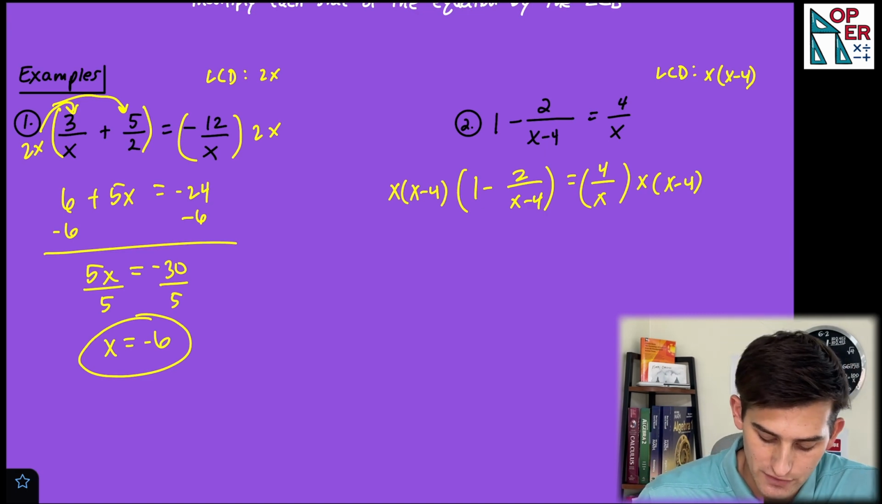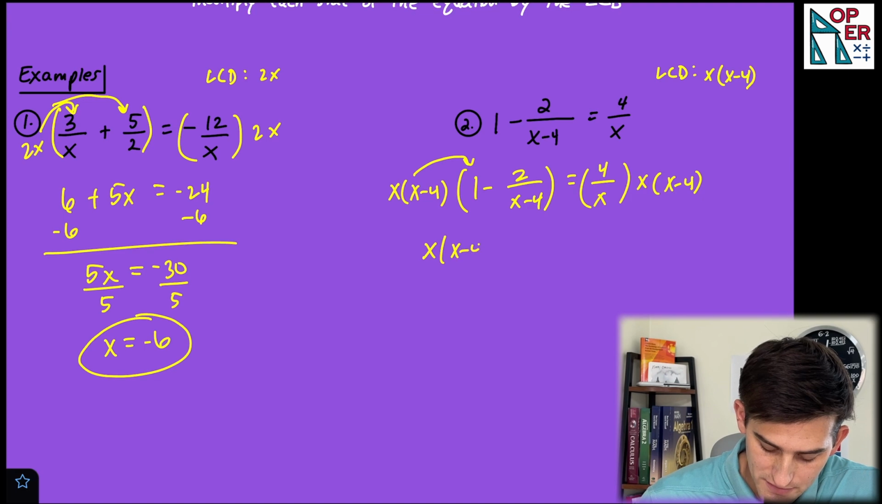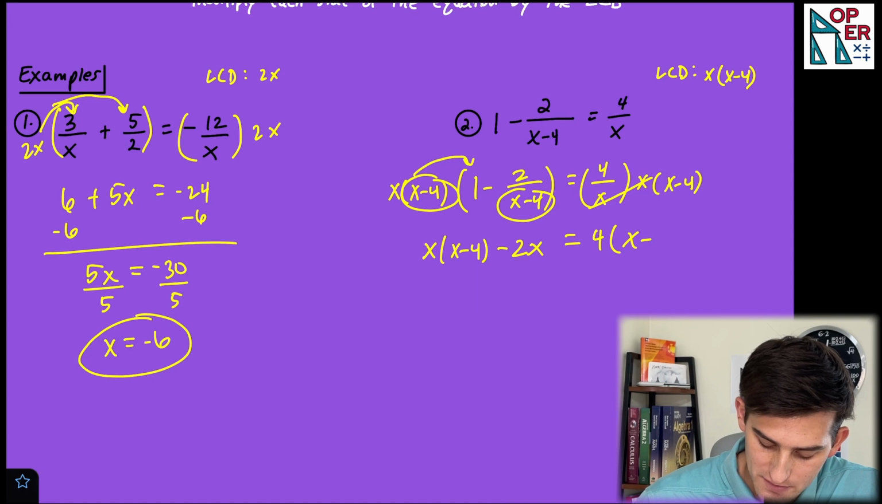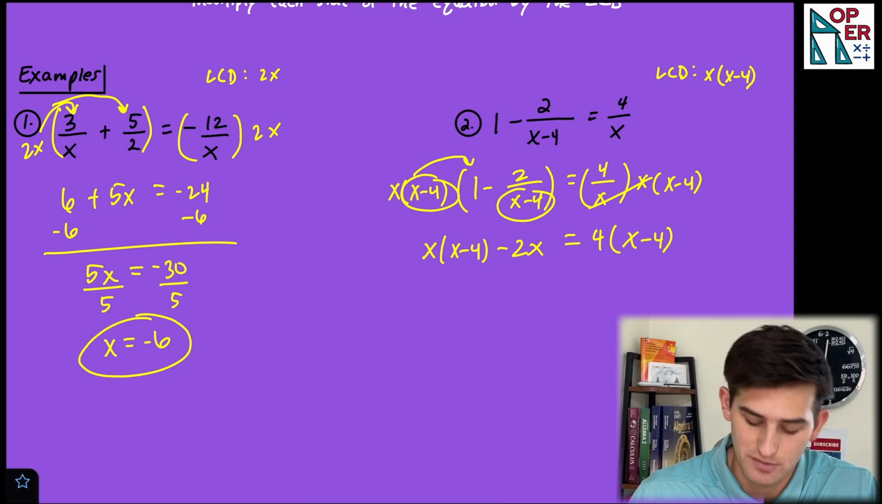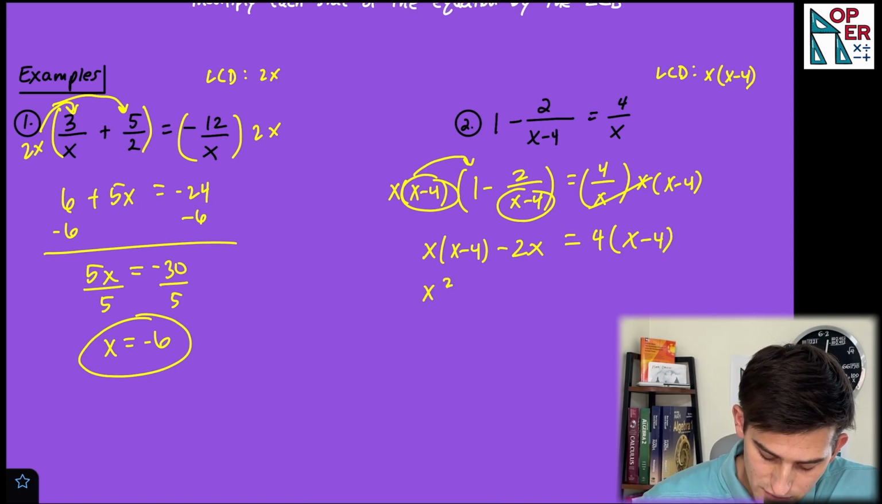Okay, so over here we're going to distribute this product to 1, so it's just going to be x times x minus 4. Now here, this x minus 4 will cancel with this one, right? So it's just x times 2, which would be 2x. These two x's would cancel, so 4 times x minus 4. And now from here, we just go ahead and simplify. So this would be x squared minus 4x minus 2x equals 4x minus 16.